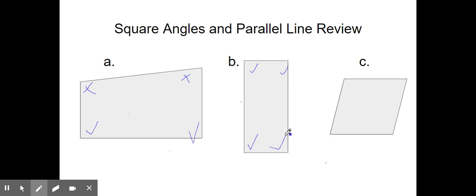Let's look at shape C. Does shape C have square angles? None of shape C's angles are square. Oops. Putting an X next to all of them because none of them are square.